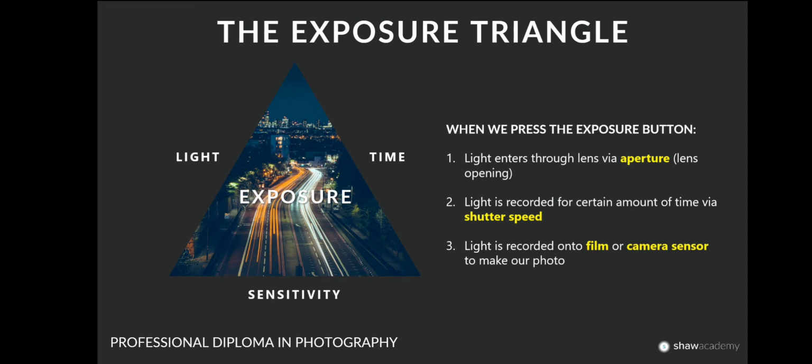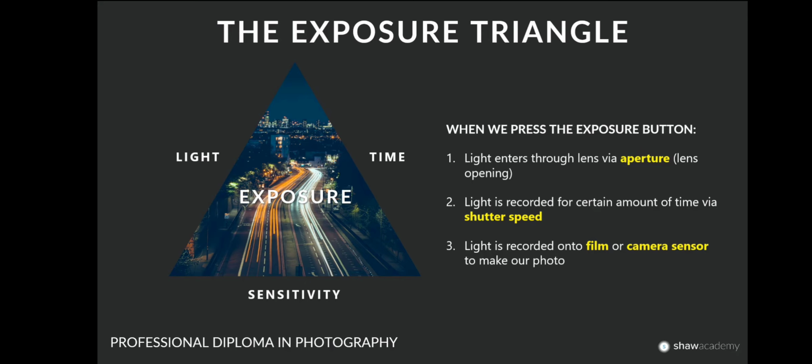Light is recorded for a certain amount of time via shutter speed. So shutter speed controls for how long light enters the camera. Okay, and that's lesson number 5. And then finally, light is recorded onto the film or camera sensor to make our photograph. So light and time are the two most important elements, but sensitivity is also important as well. I would call it a tertiary setting. It would be the third thing that we need to consider, but primarily we should be looking at our aperture and our shutter speed to get the correct exposure.